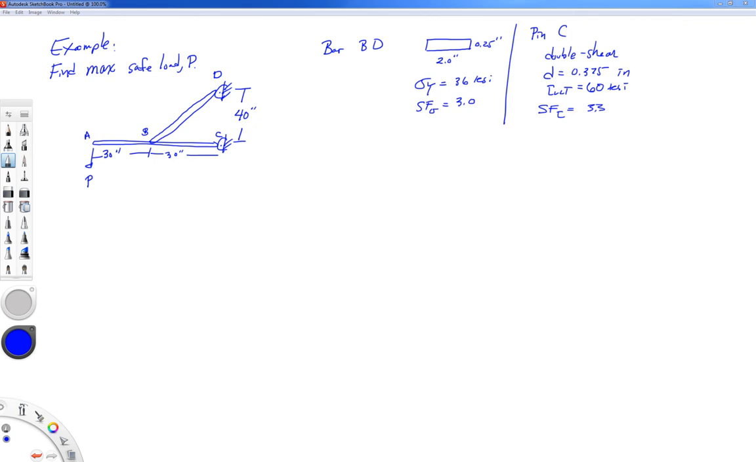Bar BD has a rectangular cross-section of 2 inches by 1/4 of an inch, a yield strength of 36 KSI, and a safety factor of 3.0. So that means we want a minimum safety factor in that part of 3.0.